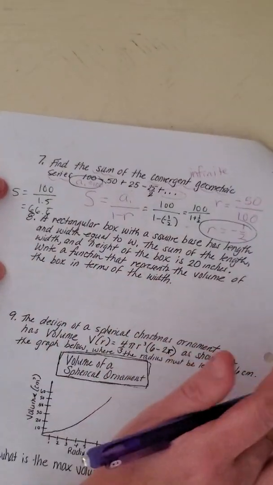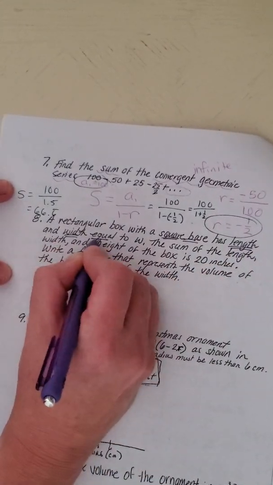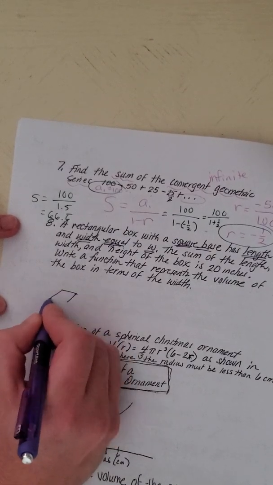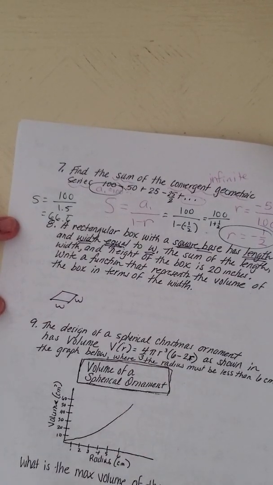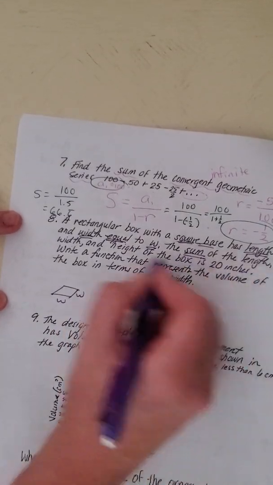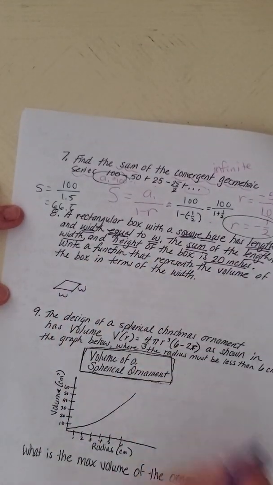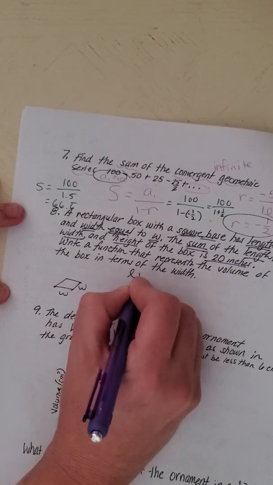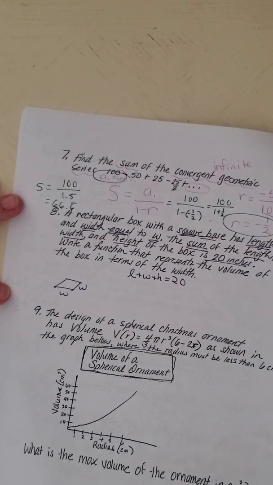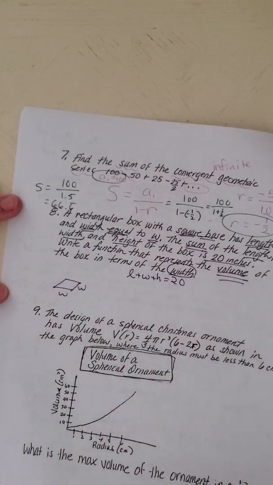All right, number 8. A rectangular box with a square base has a length and width equal to the width, W. So my base is a W by W square. It says the sum of the length, width, and height is 20 inches. So if I add the length plus the width plus the height, I'll get 20 inches. It asks, what is the volume of the box in terms of only the width, W?